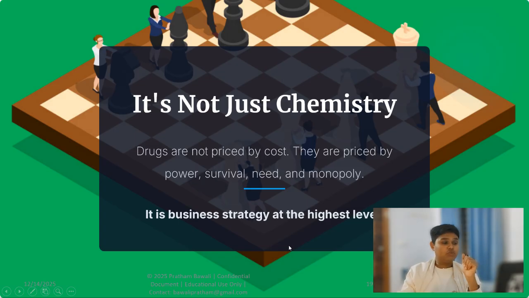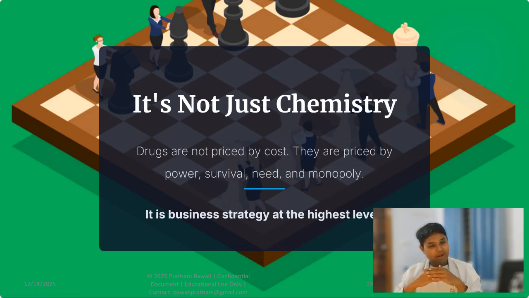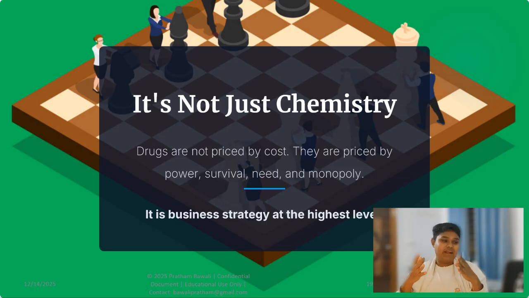That is true. It's not just chemistry, drugs are not priced by cost, they are priced by power, survival needs, and monopoly. It's a business strategy at the highest level.